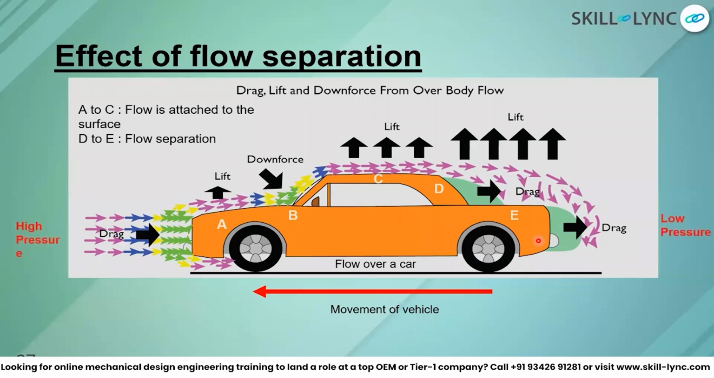Okay, now the thing is, we have a high pressure in the front of the car and we have a low pressure at the back of the car. How? Because when the flow separation happens, when the flow is not able to attach to the car, that's a low pressure. Anyway, I mean, not in that way.